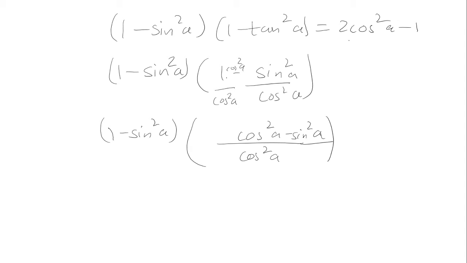Notice my answer here only needs to be in terms of cosine squareds. So let's replace all the sine squareds with cosine squareds. We know that sine squared plus cosine squared is 1. So sine squared is then 1 minus cosine squared.